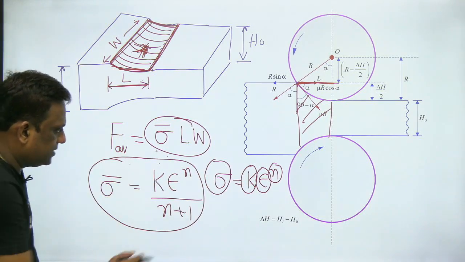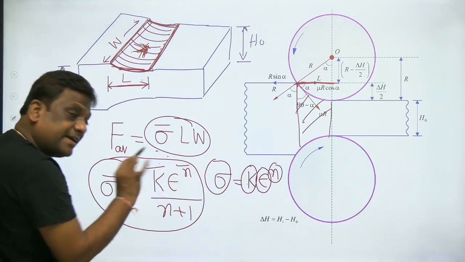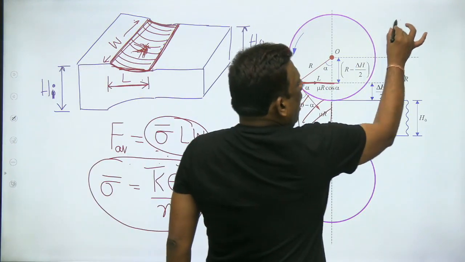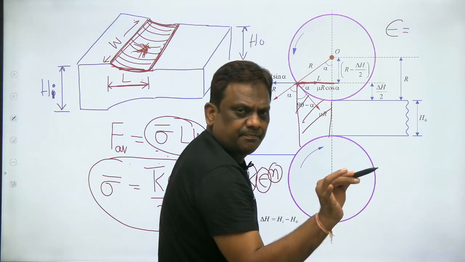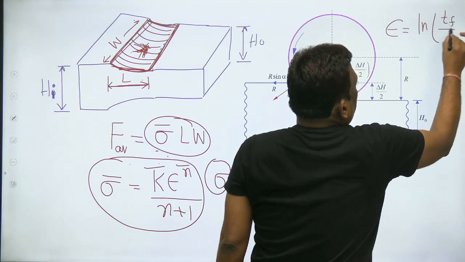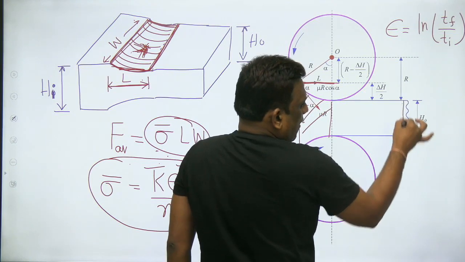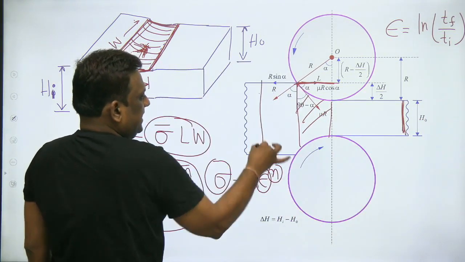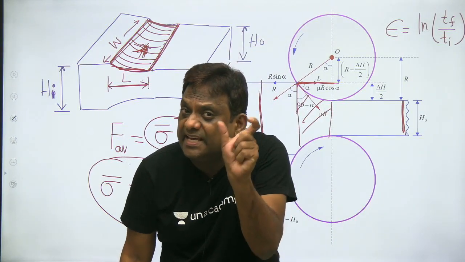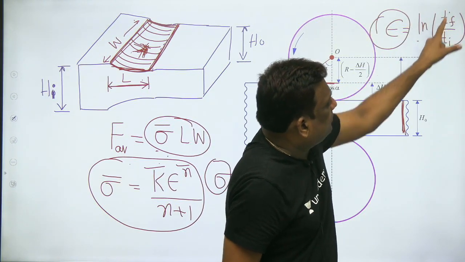How do I calculate sigma average? K is known, N is known, epsilon can be calculated. I'll tell you how to calculate. Don't worry. How do I calculate epsilon? इधर देखो. Already I told you in my first class, true strain is ln of T final by T initial, or L final by initial. So final thickness is known, initial thickness is known. You just go through my earlier classes. वहां पे true strain equation I have derived. It is log, true strain equation, log of final length to the initial length.